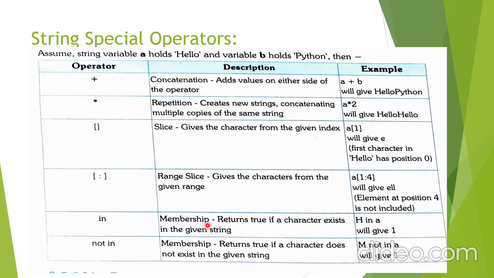What is the in operator? It will check whether the variable exists or not. Okay, now h in a: what is the value of a? It is equal to hello. So yes, of course h is available, so it will give 1. It returns true if the character exists in the given string. Same way, m not in a: yes, m is not in a, so the condition is again true, so it will return 1. So hopefully everyone understands what is meant by concatenation, repetition, in operator and not in. Okay, now we will discuss this later on.